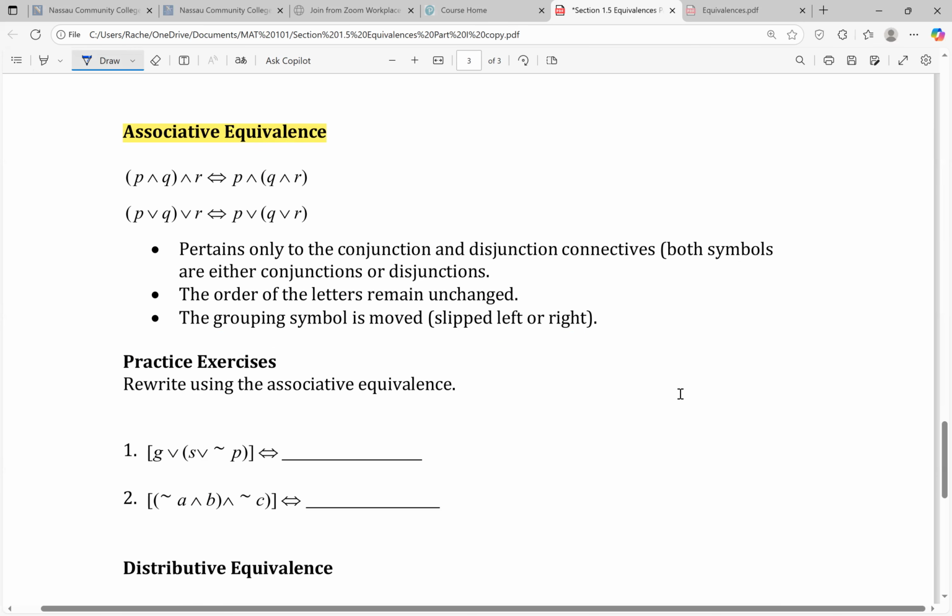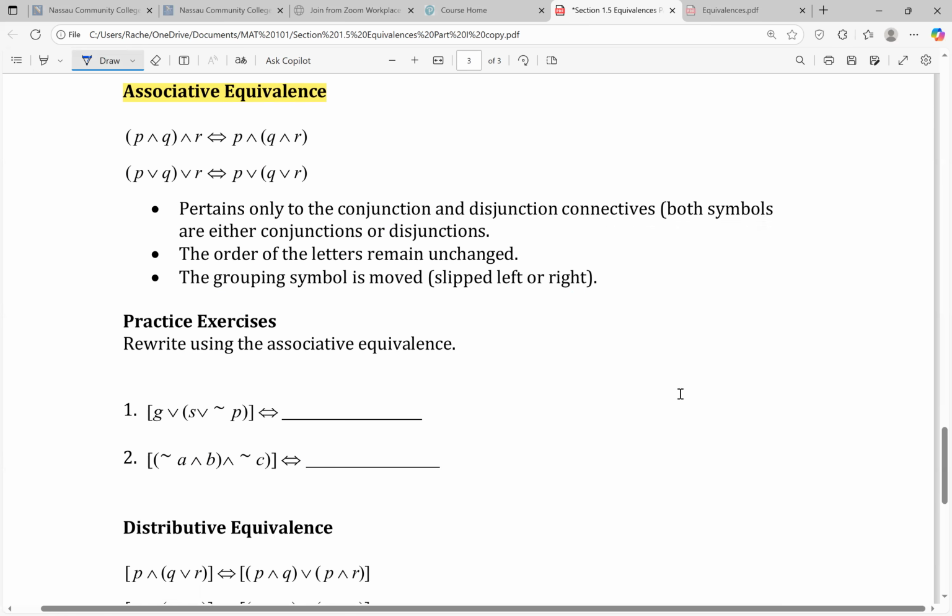So let's practice. The first one, we're going to rewrite these using the associative equivalence. So we have G or S or not P. So you see how in the group we have S or not P. So now let's just slide the grouping to the left. So let's group G or S. Now we're going to have or not P. So we just slide the grouping symbols to the left and we group the G and the S together.